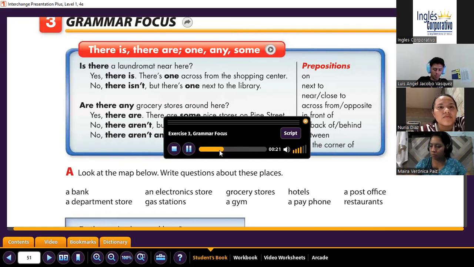There's one next to the library. Are there any grocery stores around here? Yes, there are. On Third Avenue. No, there aren't any around here. Okay, very good. Now the prepositions.